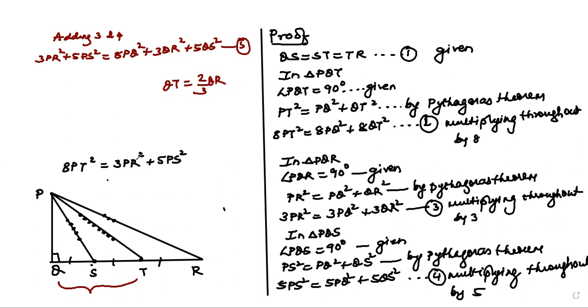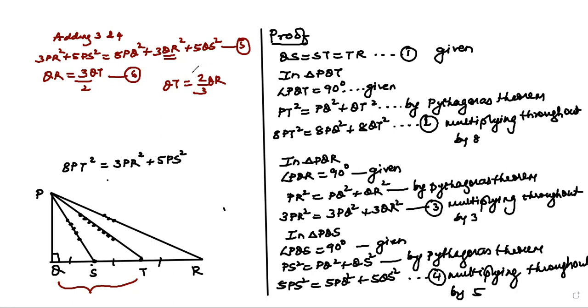Got it? I want in my answer here 8QT square. So naturally, children, see what I do. QR equals 3 by 2 QT, so QR equals 3QT upon 2. I call this statement number 6. Why did I do it like this? I just want to get rid of this QR.